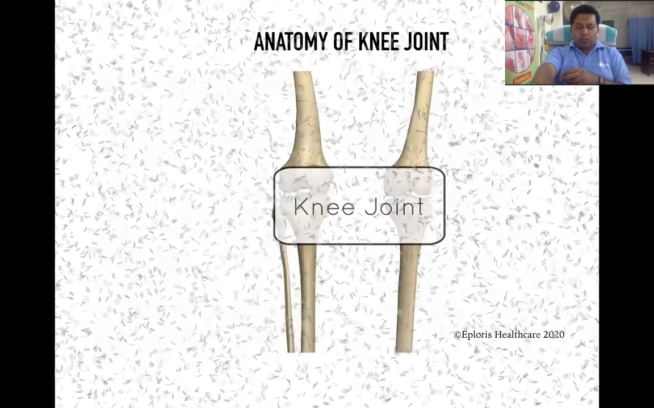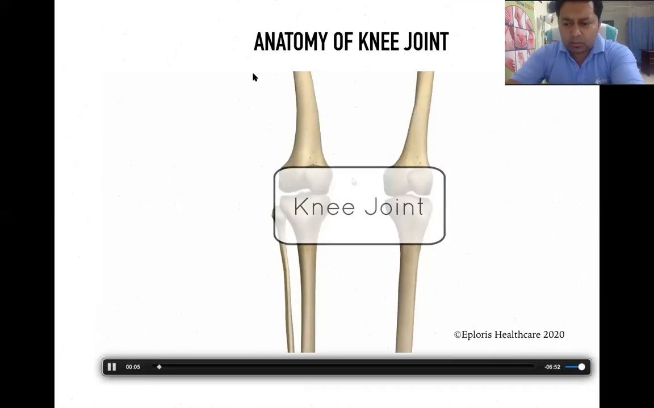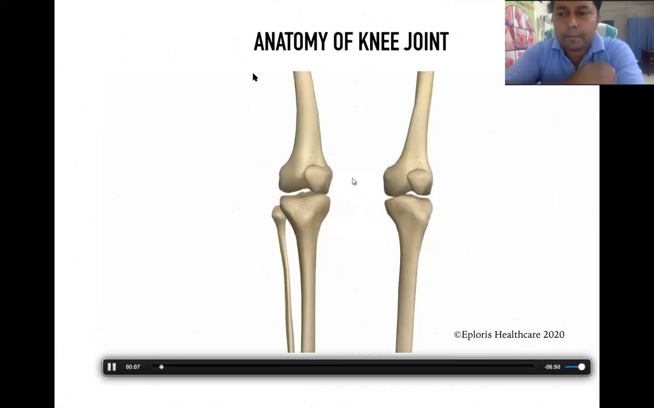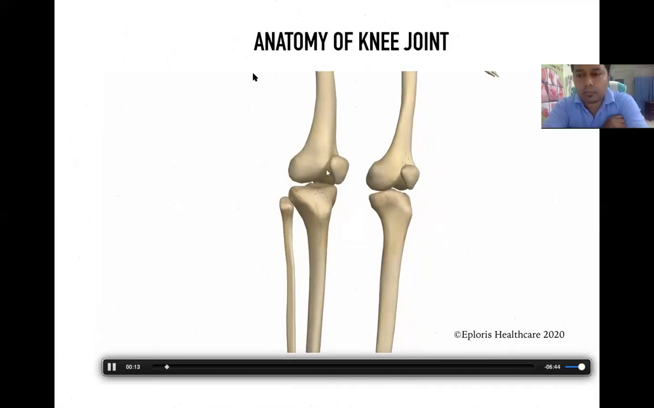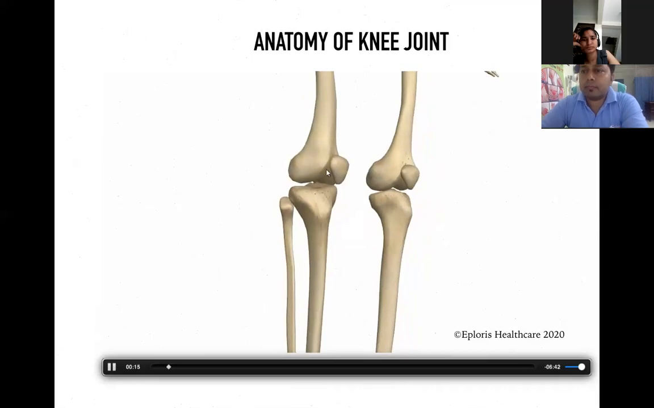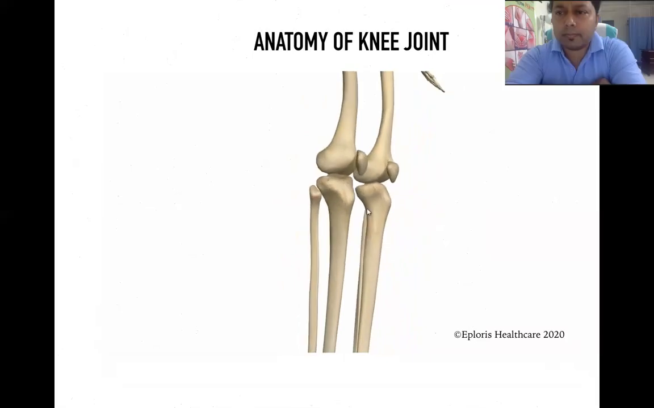So this is a video of the knee joint. You can see there. The knee joint is the largest synovial joint in the body, and it's articulations between the femur and the tibia, and also between the patella and the femur. So it's a hinge joint, and the main movements you get at this joint are flexion and extension.